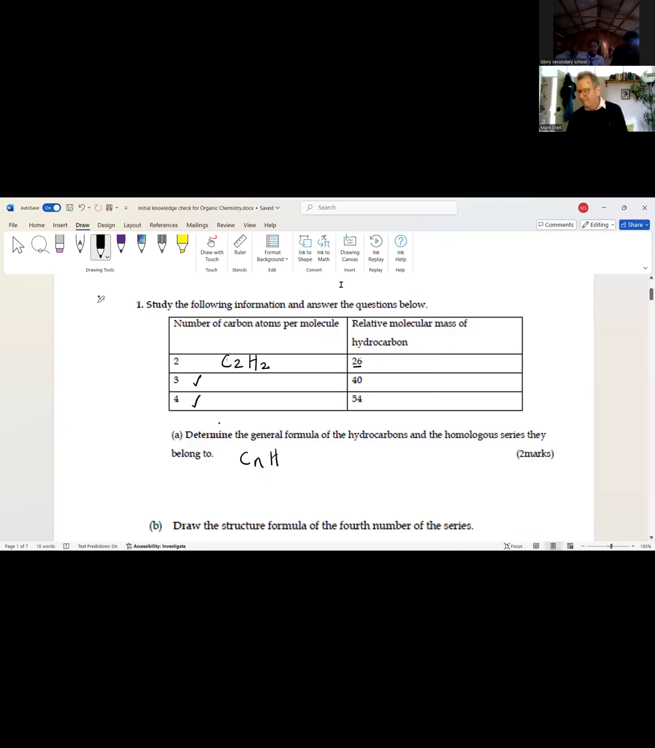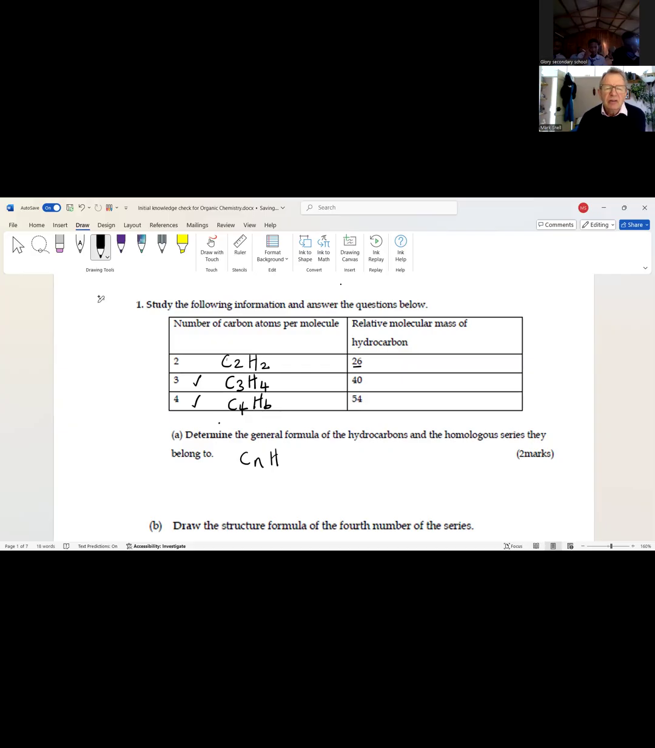Okay, very good. So C3, I'm going to carry on. C3, well, that's 36. So how many hydrogens have I got? Well, if that's true, then I've only got 4 left over. If it's C4, that's 48. 48 up to 54 is 6. So I've got H6.